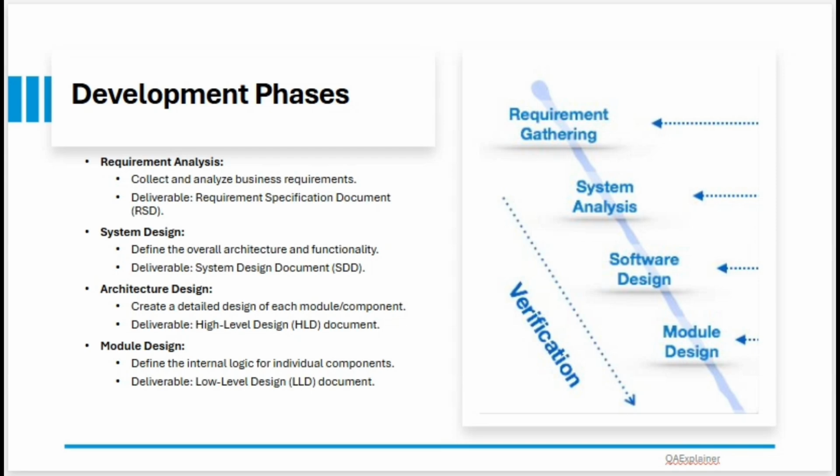Then we have the system design phase. Here the main system design happens, like overall architecture and functionality, and the system design document will be prepared. So here it is like how the system is going to work. This kind of architecture will be defined here, mostly functionality defining.